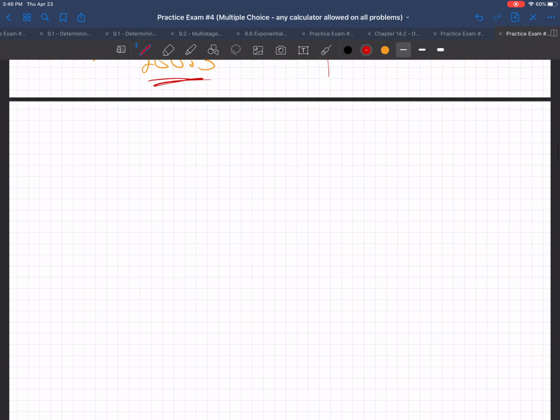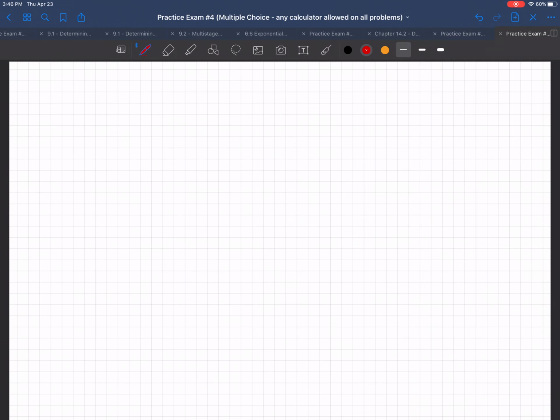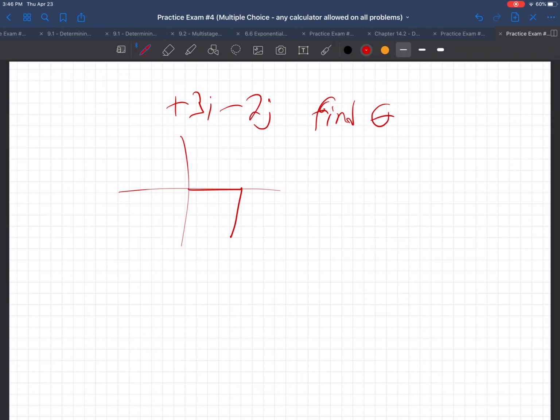So for example, let me do one more of these real quick. What if we had 3i minus 2j? Let's find the angle theta. Well, you'd have to draw it first. It's right and down, right? Plus 3 right, down 2. Probably went a little farther. So there would be the vector. Step 1, draw it.